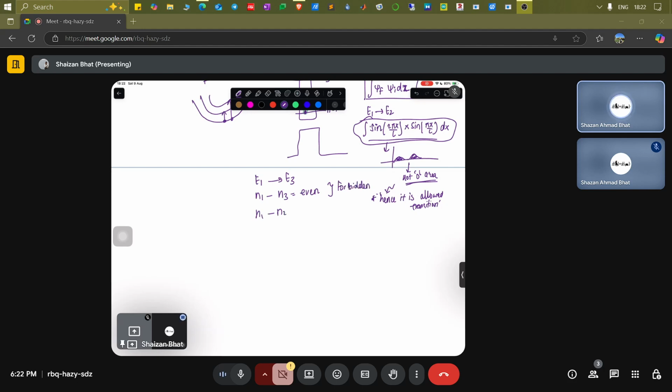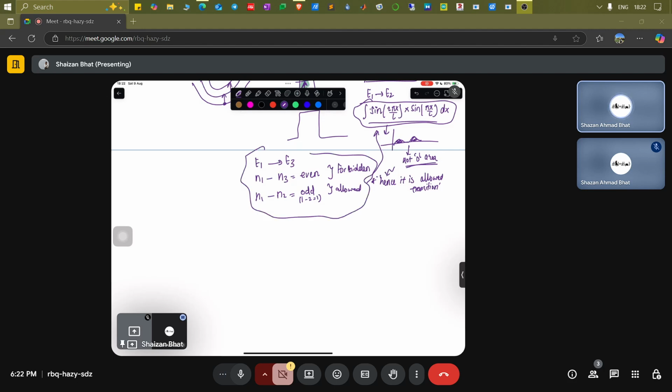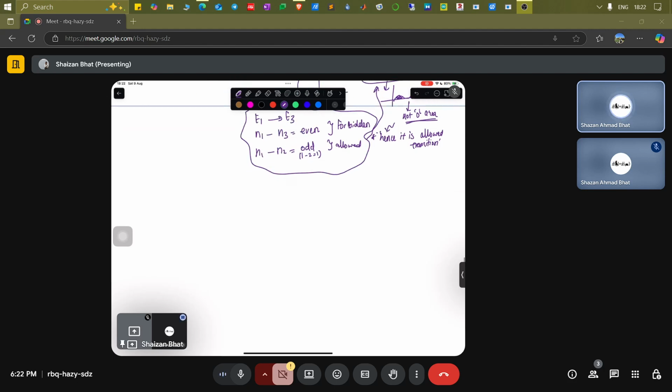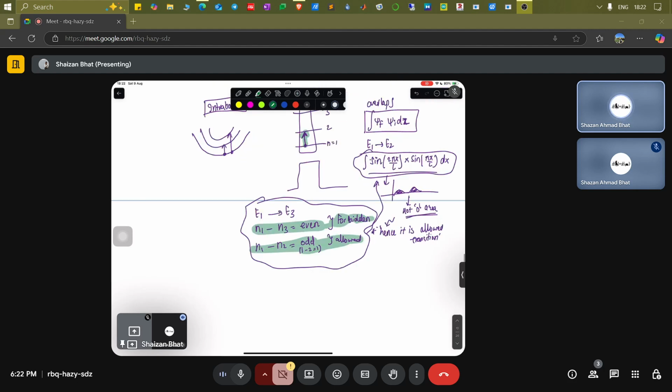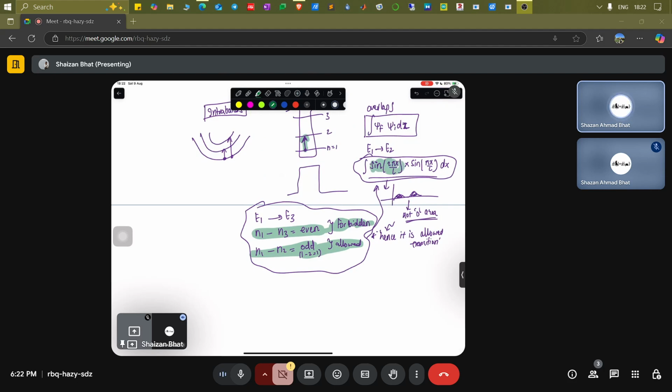Similarly, if you have n1 minus n2, it will give you an odd number, that means 1 minus 2, which is basically 1. So you get an odd number, so this transition is allowed. It directly follows from solving these overlap integrals. This is just a trick we follow. All of those conditions which give you an even combination are forbidden. All of those which give you an odd combination are allowed. And it directly comes because there are sine terms present here.